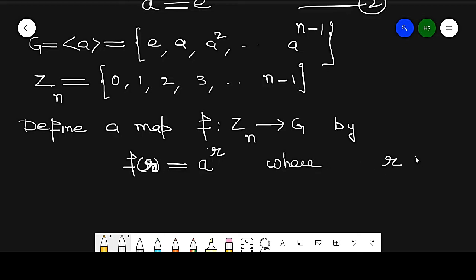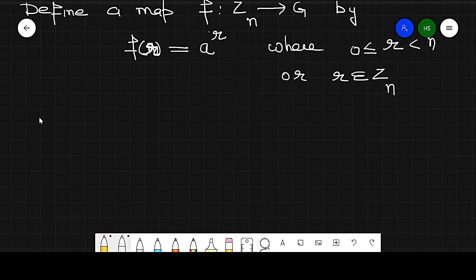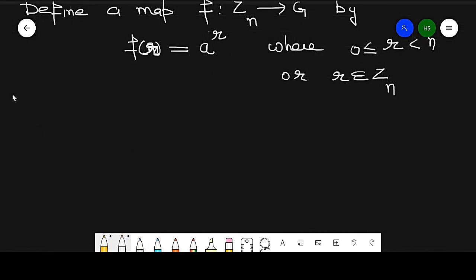Where r lies between 0 and n, that is, 0 ≤ r < n. So this is just like a remainder when n is divided by any integer. So r lies between these values 0, 1, 2, 3, 4. I can also write it as r belongs to Zn. Now to prove it is a homomorphism, one-one as well as onto.